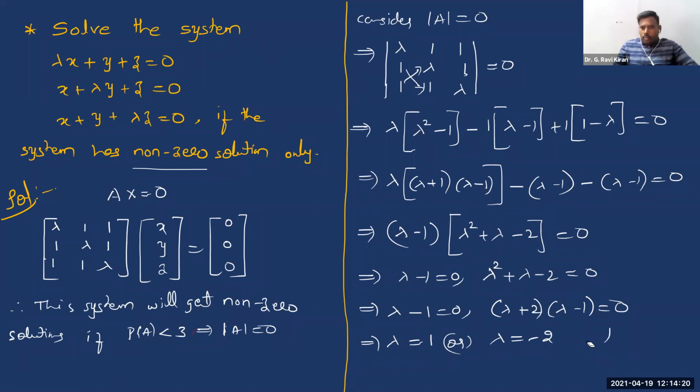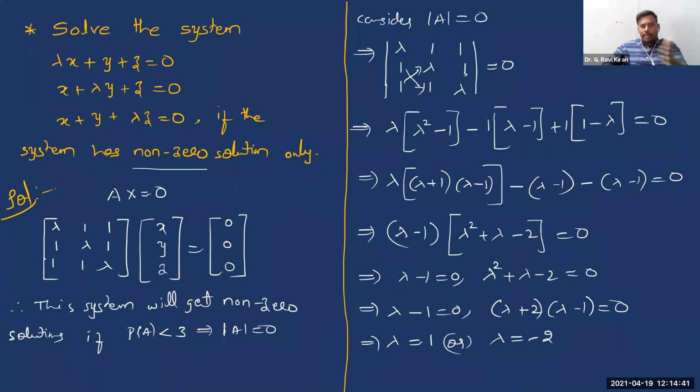That's how I'm writing only two values for lambda. One is repeated. So lambda is equal to 1 or lambda is equal to minus 2. Now understand, for these two values of lambda, your system will get non-zero solutions. But since you are asked to solve that system by taking these two values of lambda individually, we need to find out the solution, right?